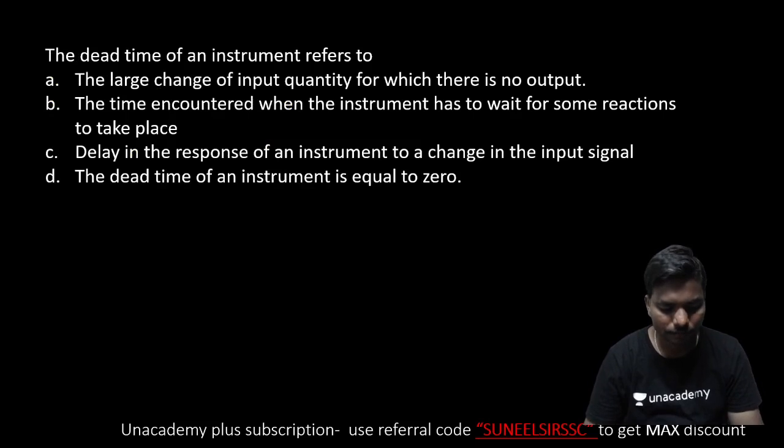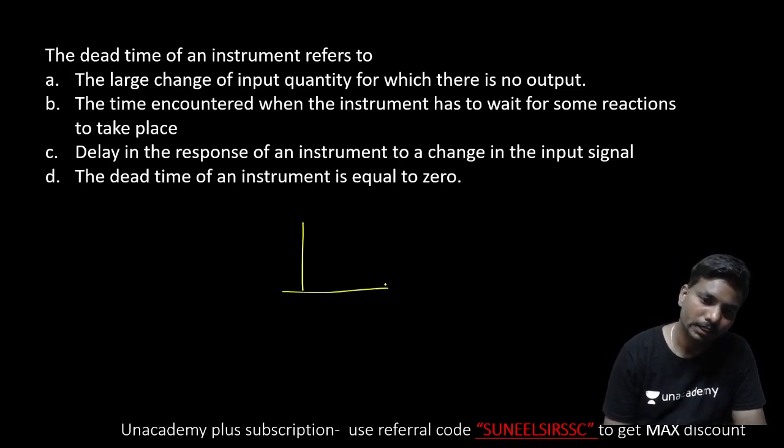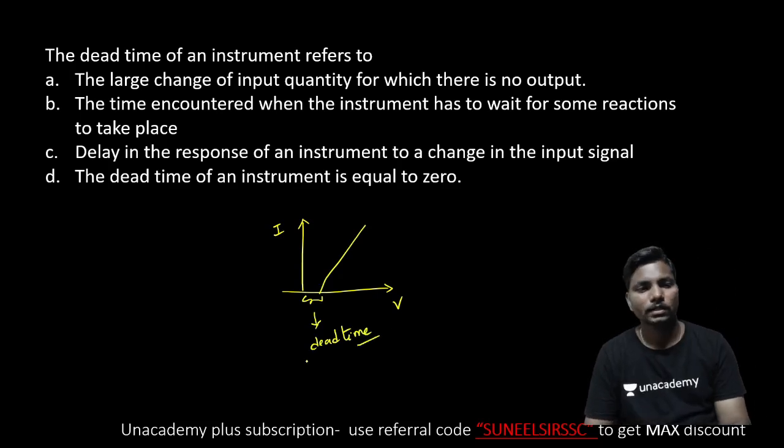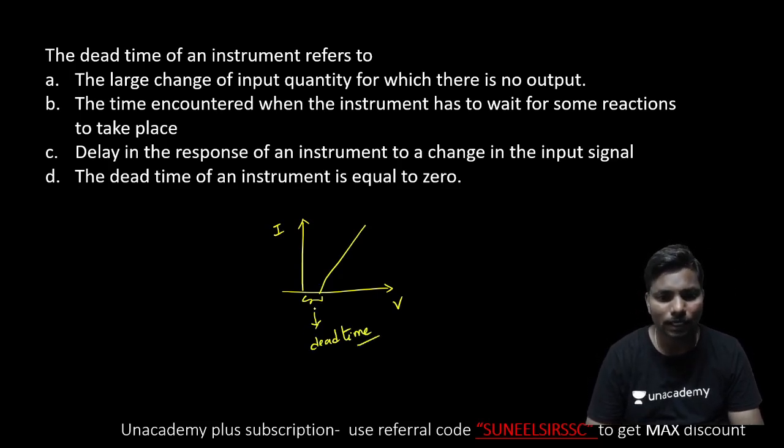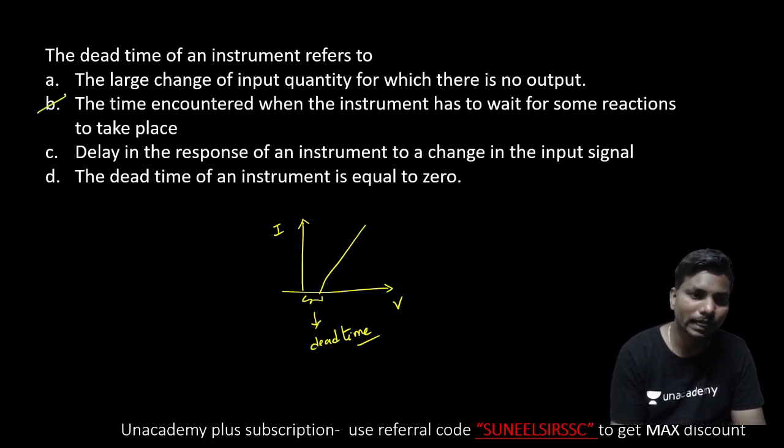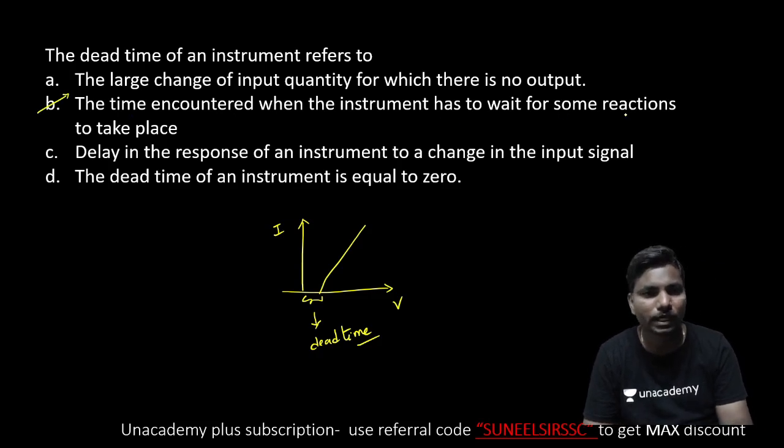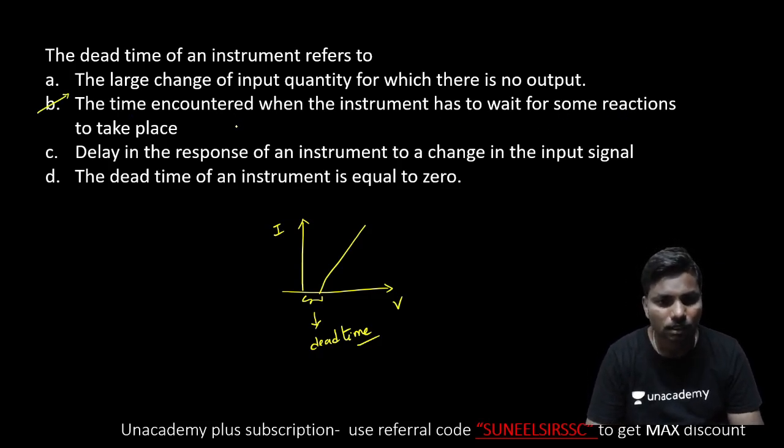And coming to the next one, what does the dead time of an instrument refer to? Dead time. For example, if it takes some time to respond, what is the corresponding time? This is nothing but dead time. It is the time encountered when the instrument has to wait for some reactions to take place. So the answer is option B.